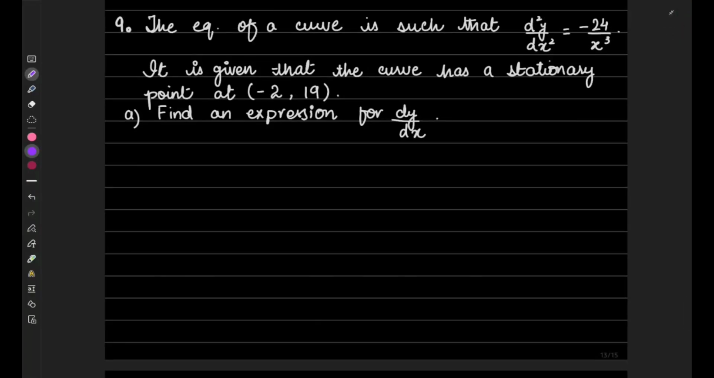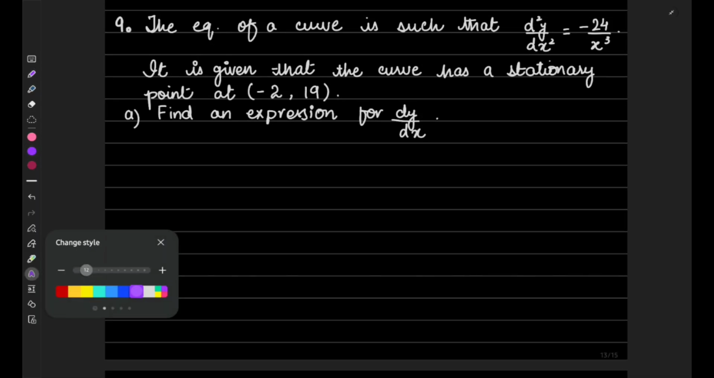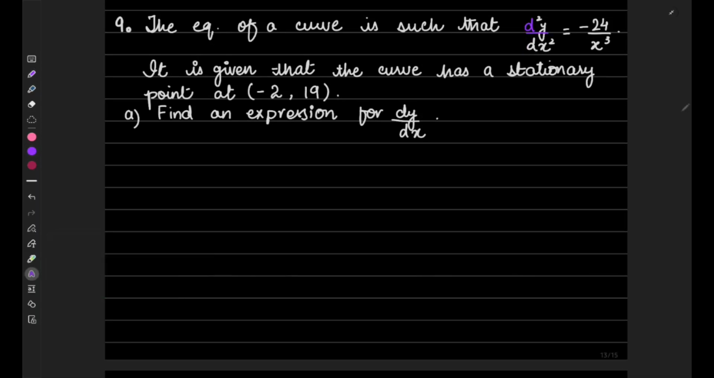Okay, so question number 9 says the equation of a curve is such that d square y over dx square, that is the second derivative, is equal to minus 24 over x cube. It is given that the curve has a stationary point at (minus 2, 19). Find an expression for dy by dx.